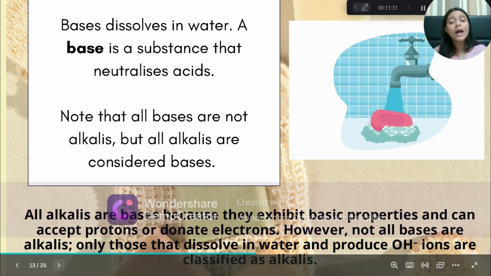So, why? Because alkalis have a basic nature that bases constitute. We have learned that when bases dissolve in water, they give you hydroxide ions. So alkalis always exhibit this nature. Alkalis exhibit basic properties and can accept protons or donate electrons. However, not all bases are alkalis. Only those that dissolve in water and produce OH⁻ ions are classified as alkalis. We are going to learn about it more.